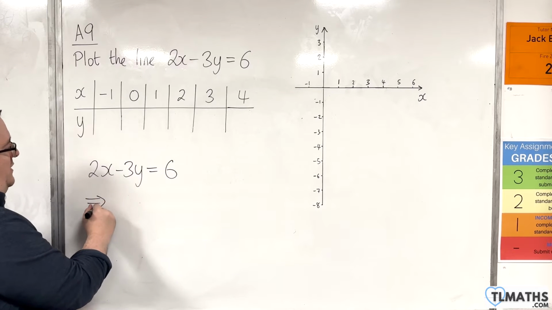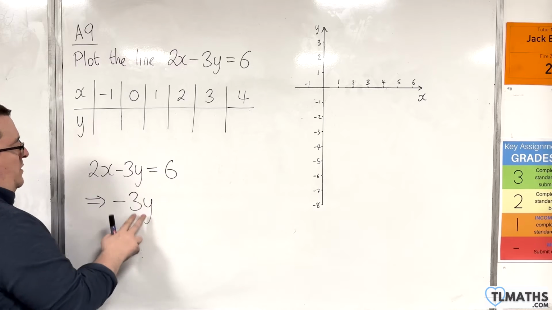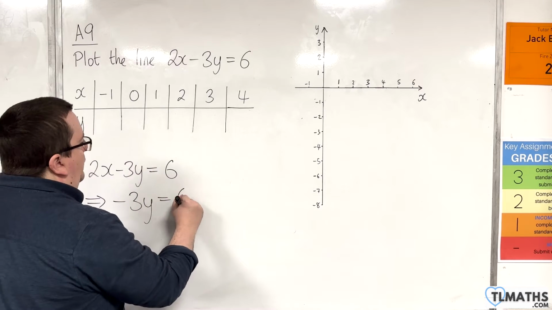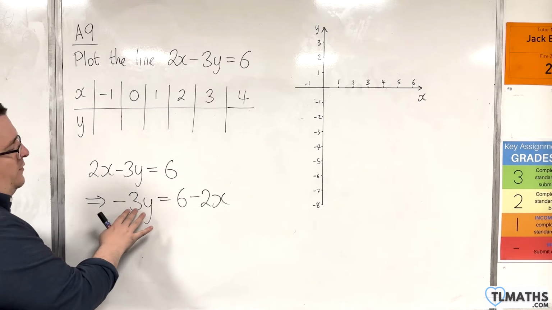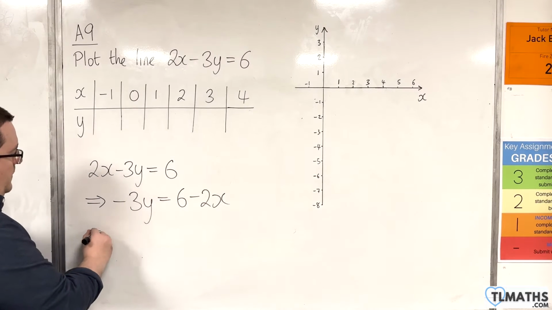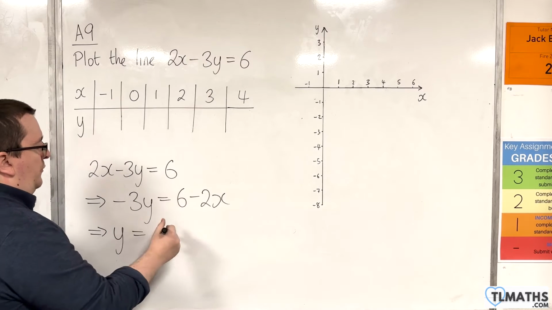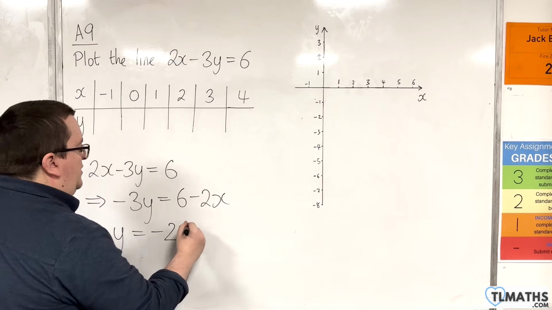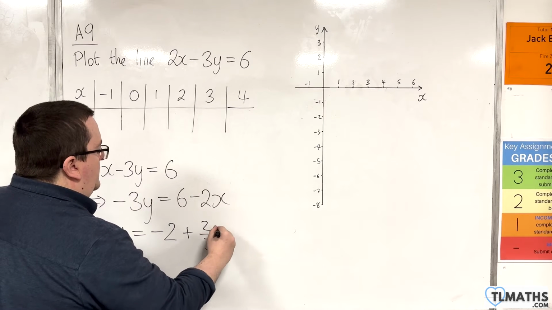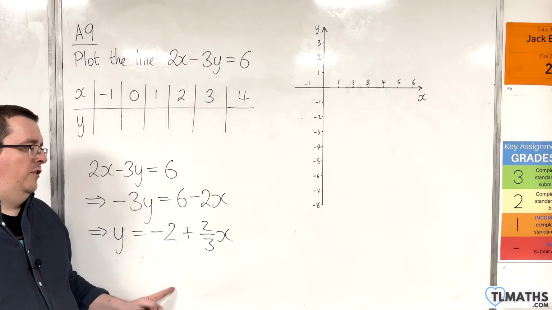One way would be to subtract 2x from both sides. So you'd stick with the minus 3y, but you then have 6 take away 2x. And then we need to divide through by minus 3. So y would be equal to 6 divided by minus 3, which is minus 2. And then minus 2 divided by minus 3 would be 2/3. So plus 2/3 x. And that would be the equation of my line.